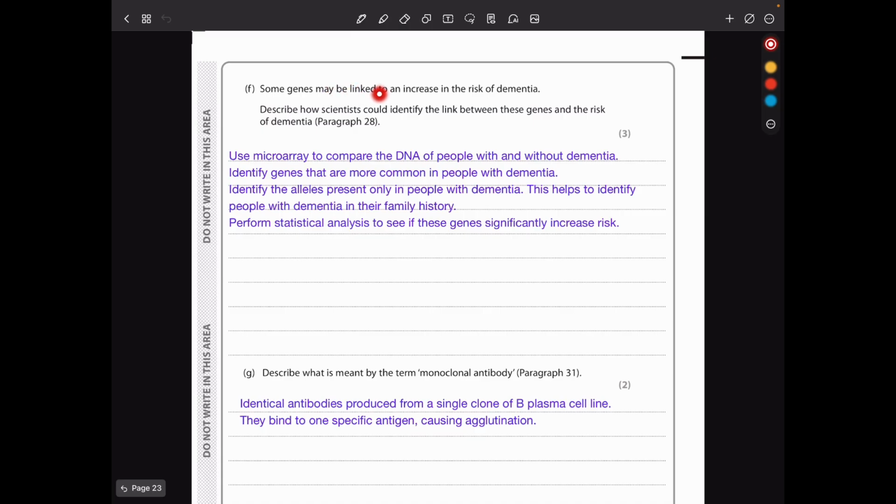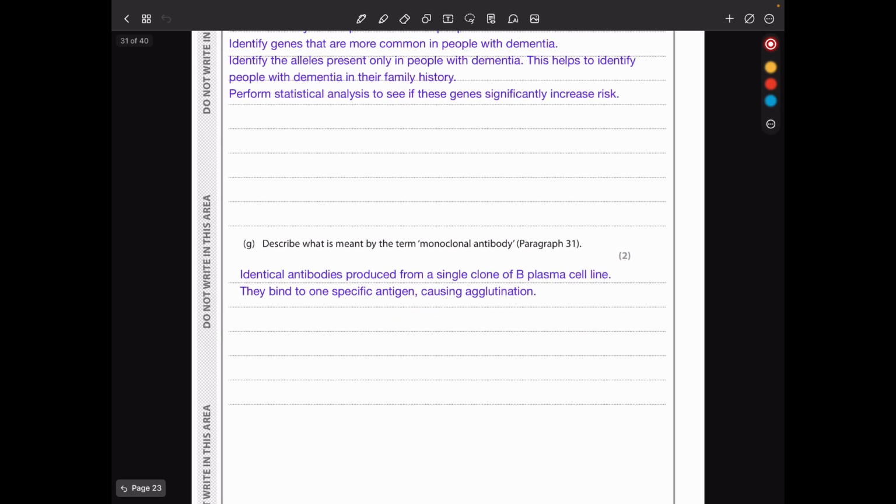Then some genes may be linked to an increase in the risk of dementia. Describe how scientists could identify the link between these genes and the risk of dementia. You could use microarray to compare the DNA of people with and without dementia. Then identify genes or alleles that are more common in people with dementia. They should be together. This helps to identify people with dementia in their family history. Then perform statistical analysis to see if these genes significantly increase risk.